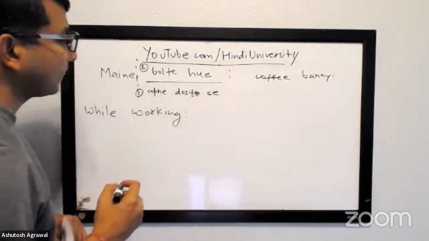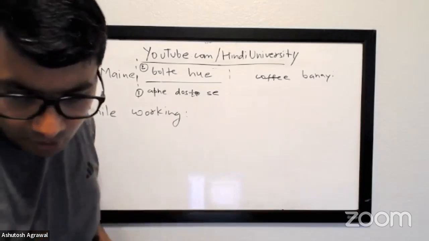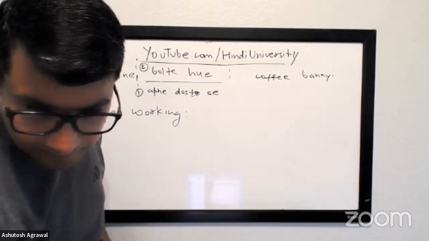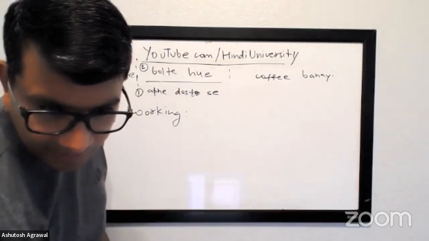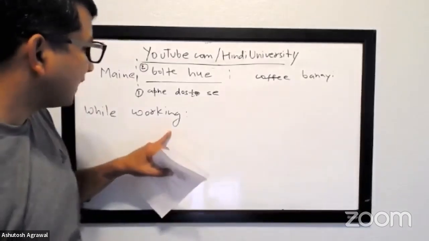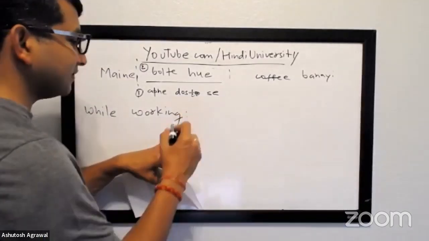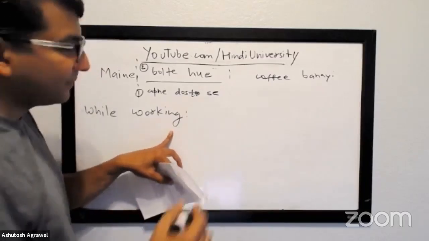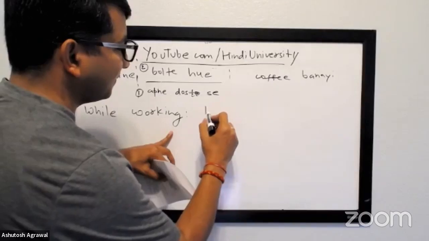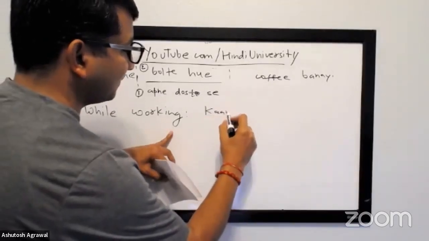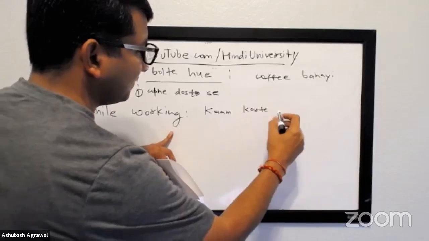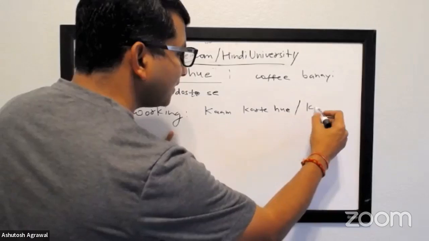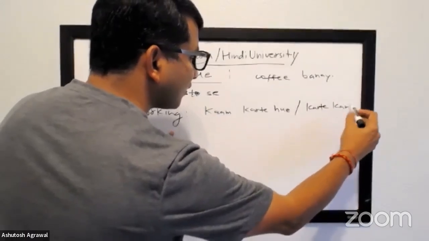Let's say, while working, I made coffee. All of you can write it down. While working, I made a coffee. Kiraji, you want to work on this one? मैंने काम करते हुए कॉफी बनाई. Very good. You can say मैंने काम करते हुए कॉफी बनाई, and you can say मैंने काम करते करते कॉफी बनाई.